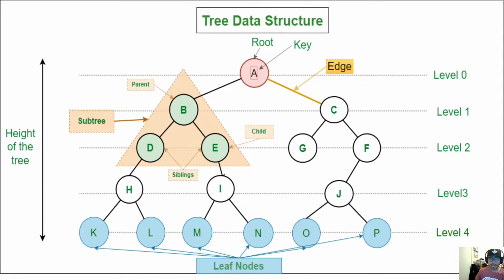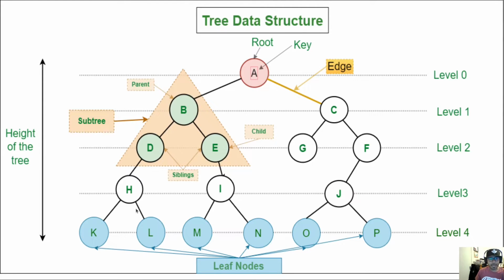Right here, we have our root and our key. And from the root, you can see it splits the nodes into separate trees. It splits into the left subtree and the right subtree. All right. And you can see right over here, B is the parent, D is the child of B, and E is the child of B, and D and E are siblings. And you can see right over here, this could be represented as a subtree.